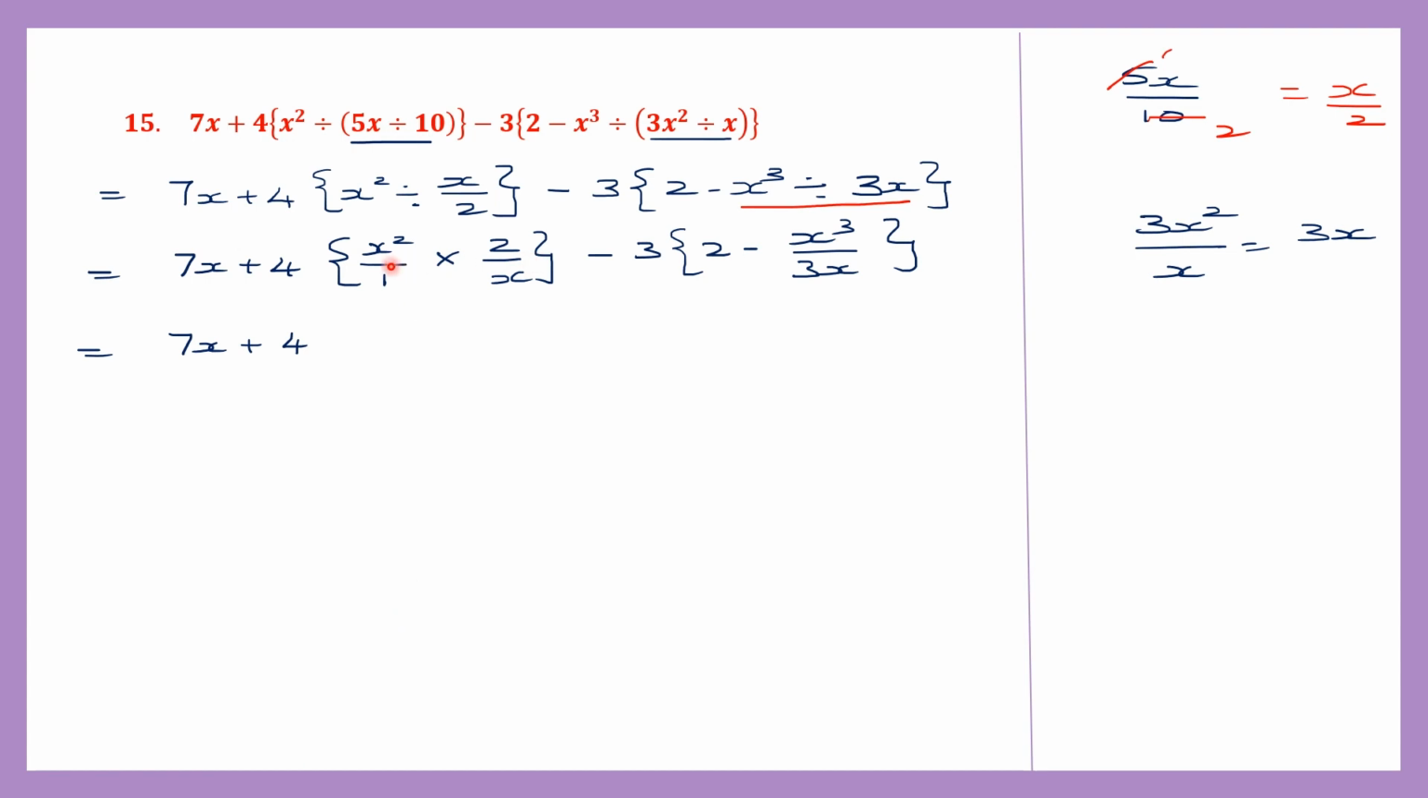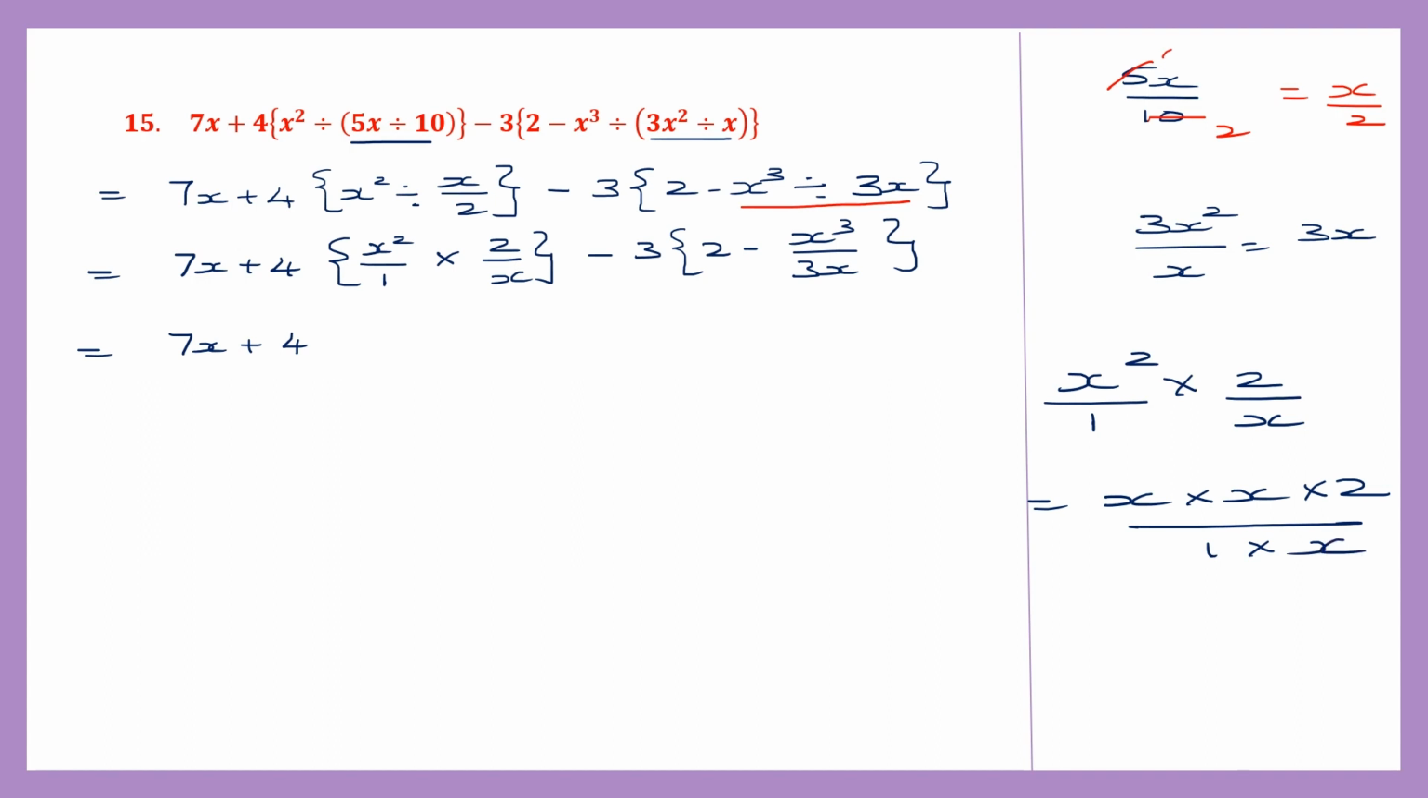So here we have x square into by 1 into 2 by x. Let's do that here. X square by 1 into 2 by x. So this is actually x square means x into x. And on the other side we have 2 and down we have 1 into x. So here we can cancel 1x and this x. So what do we have? X into 2, which is 2x by 1 or simply 2x. So here we can write into 2x. You can put this within brackets into 2x.